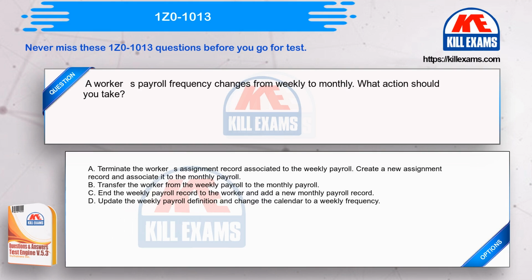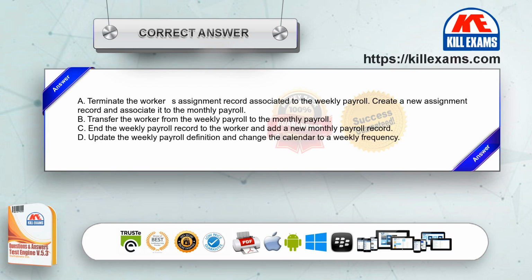Option C. End the weekly payroll record to the worker and add a new monthly payroll record. Option D. Update the weekly payroll definition and change the calendar to a weekly frequency. The correct answer is option B.